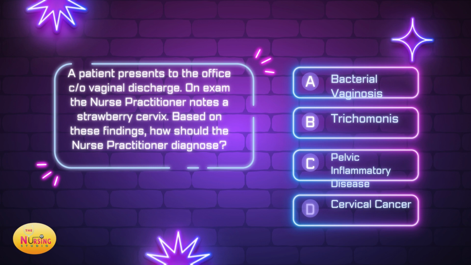So with those findings, are there additional tests that we need to do as far as diagnostic exams? That's what you want to consider when you're thinking of diagnosis. And then your differential diagnoses, right? So here, you need to know those key identifiers. When it says strawberry cervix, you should instantly go to trichomonas. So your answer is B, trichomonas.